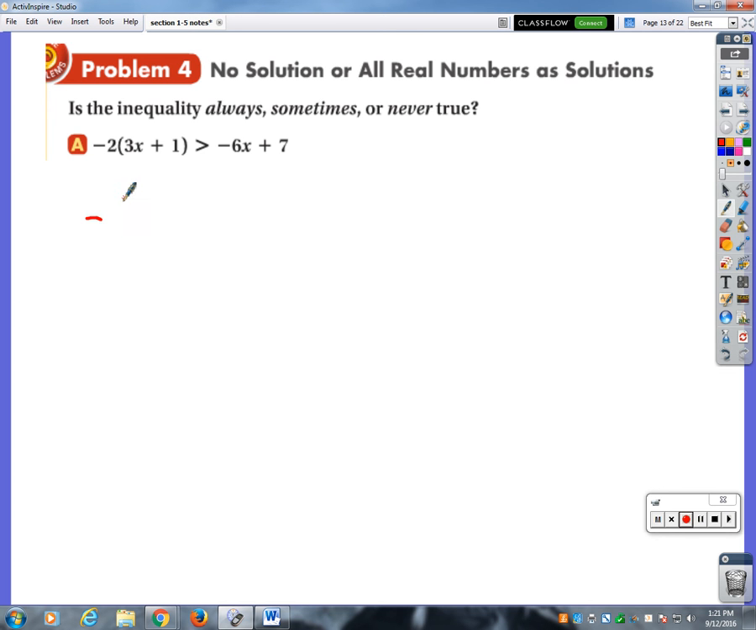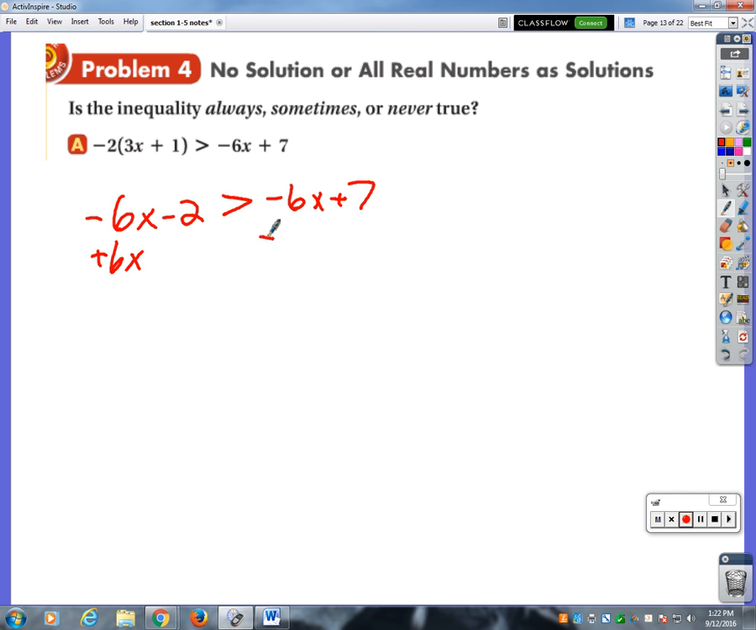Distribute. So negative 2 times 3x is negative 6x. Negative 2 times 1 is negative 2. And that you want to be greater than negative 6x plus 7. Okay? Right, plug in any number, and is it true or false, or always true, or sometimes true, or any idea? I want to go a step further on this one. A lot of you can see the end of the story, but let's make sure.